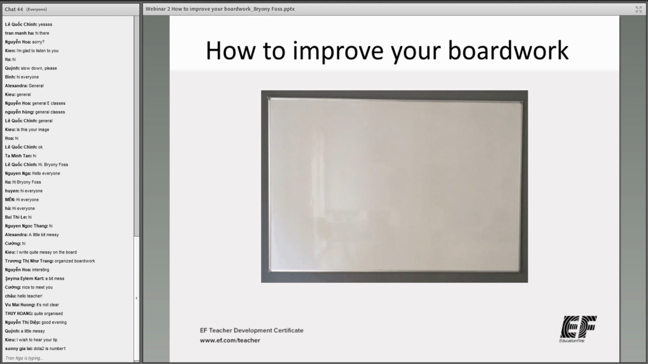So now I want to do some brainstorming. What can I put on the board? What are some different things that I can use my board for in a lesson? Again, write your answers in the chat box.